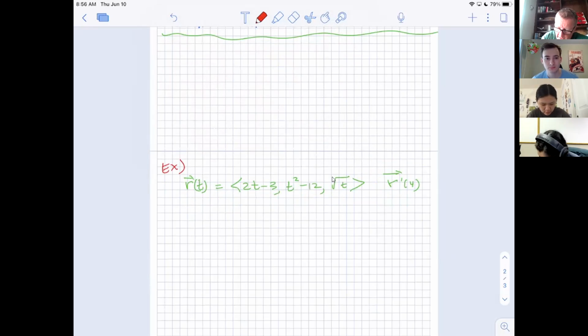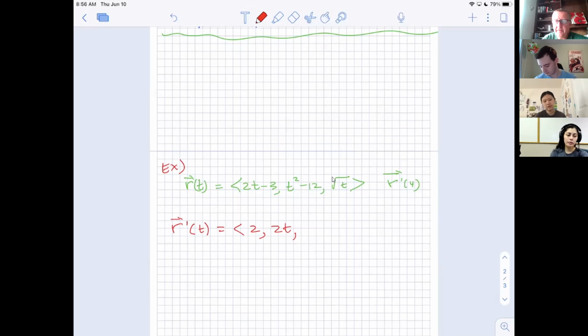So you should say, okay, that's not a very hard derivative to take. The derivative of 2t minus 3 is 2. The derivative of t squared is 2t. Derivative of constants is nothing, so the 3 and the 12 made no difference. Can you still take the derivative of the square root of t? It's 1/2 t to the negative 1/2, right?